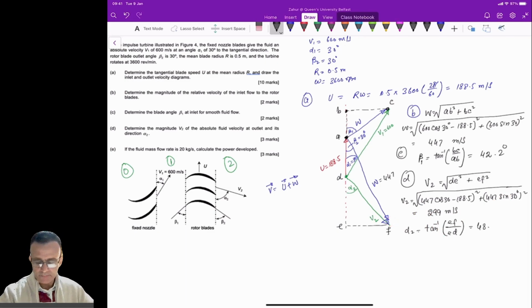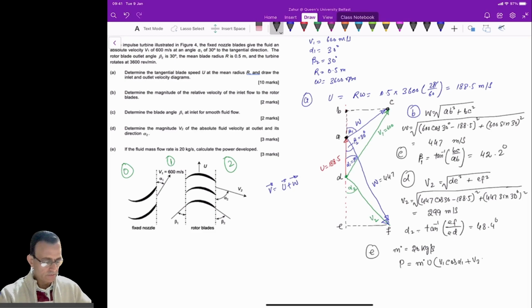And finally, if the fluid mass flow rate is 20 kilogram per second, in part E you are given m dot, which is 20 kilogram per second. What you need to calculate is the power developed. So you need to calculate the power here. So in the theory part, we derived the equation for the power, which was m dot u, and the whirl velocity, which was V1 cos alpha 1 plus V2 cos alpha 2.